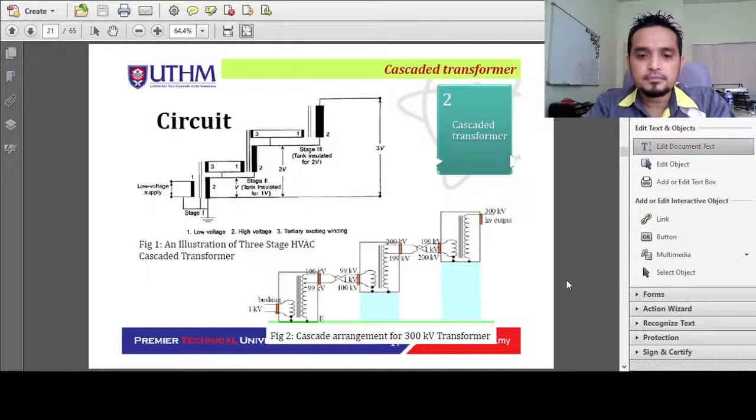On the next level, we have 200 kV at this one, and 199 kV will be fed into the primary, and the 1 kilovolt will be used as the exciting winding. So on and so forth. At the end of these 3 cascaded transformers, we'll have 300 kV HV output.